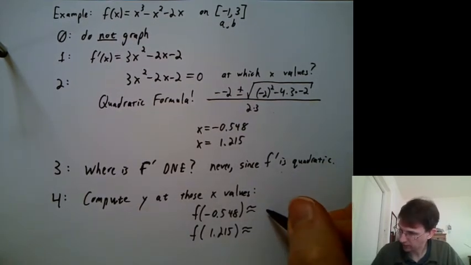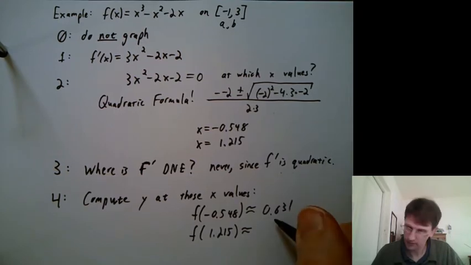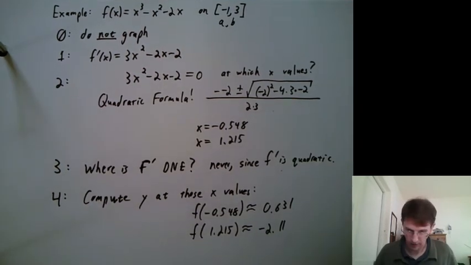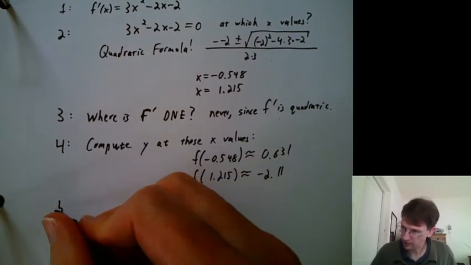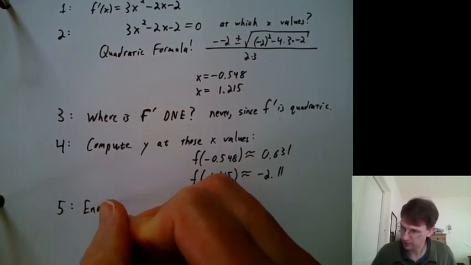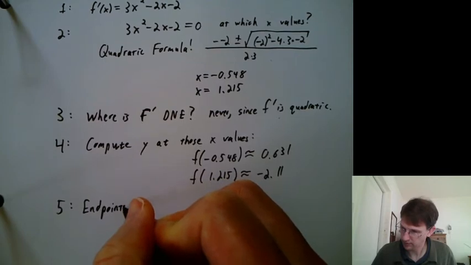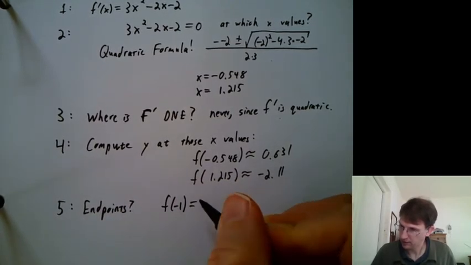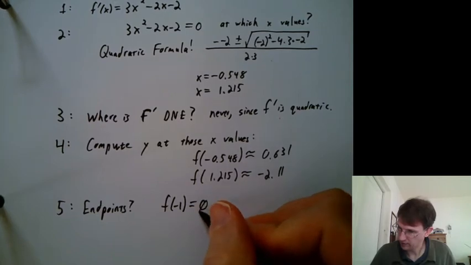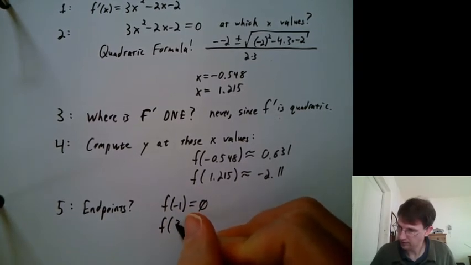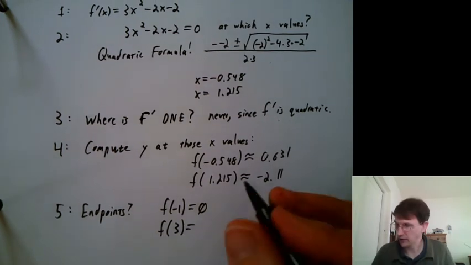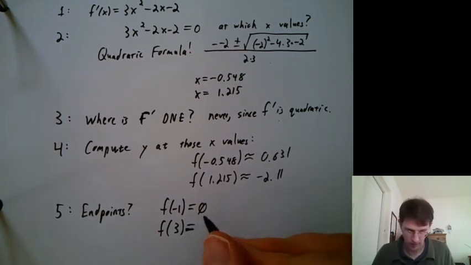Oh, I got it here. 0.631, -2.11. Step 5, check the endpoints. f of -1 is 0. f of 3 is whatever. I don't feel like plugging it in right now. We'll take a look at it on Desmos later.